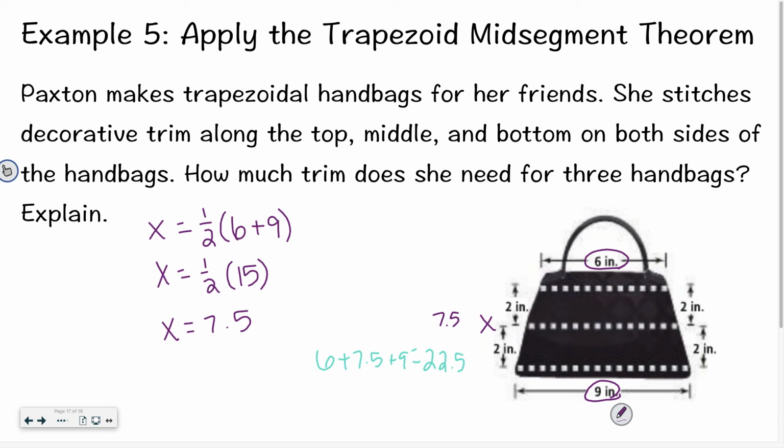So I need to multiply 22.5 times 2 in order to find both sides of the handbag. But then I need to take that amount and multiply by 3 in order to find the total stitching on 3 of the handbags. When I multiply those all together, I end up with 135 inches.